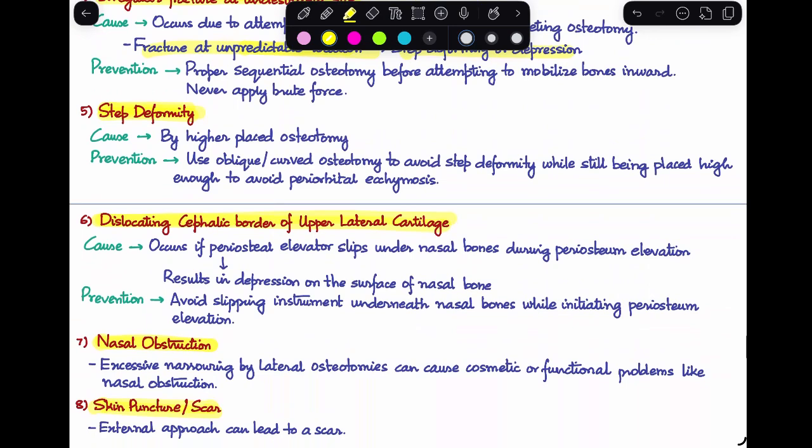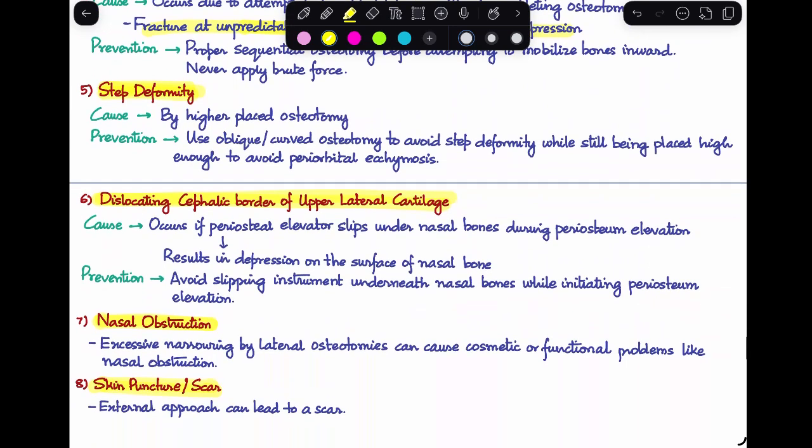Next, we can have a step deformity. Step deformity usually occurs because of a higher placed osteotomy. The way to prevent this would be to use an oblique or a curved osteotomy while still being placed high enough, because we prefer a high osteotomy over a low osteotomy in the region of the root of the nose, as that will avoid the development of periorbital ecchymosis. So that's about step deformity.